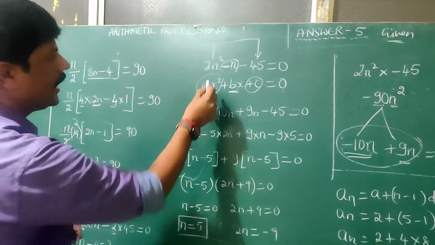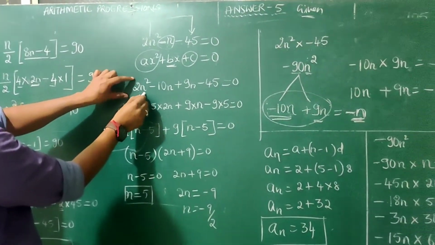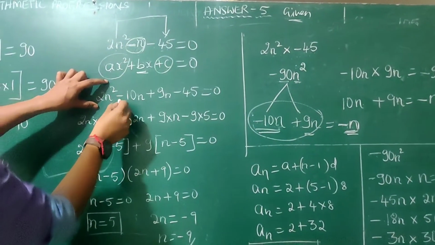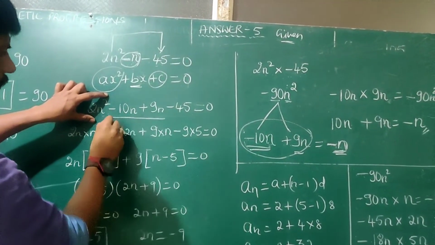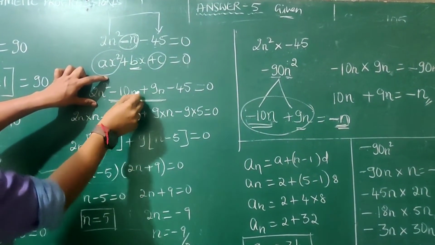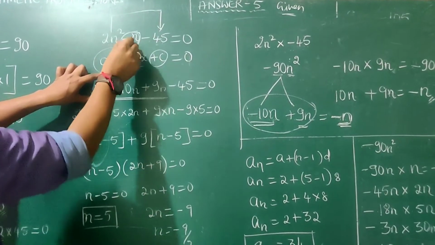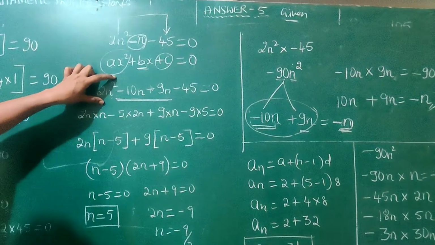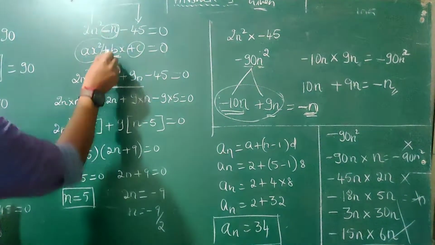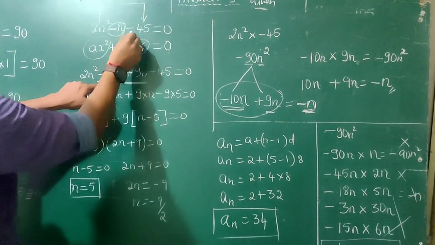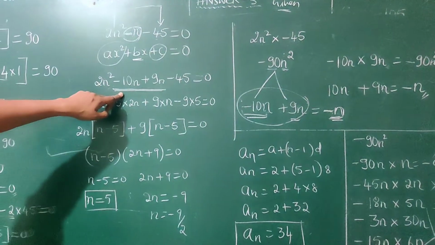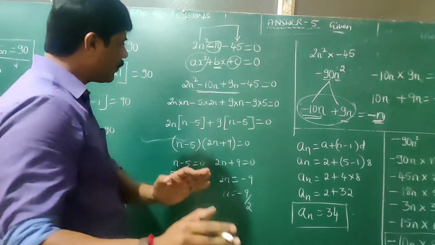Now see that the equation is there. 2n square as it is. We have split the middle term. The middle term is now minus 10n plus 9n. Minus 10n plus 9n is minus n itself. We are not changing the value, but to get the solution, we are splitting the middle term. Okay. Now what is there? Minus 45 is written as it is, equals 0. Hope you are getting my point.